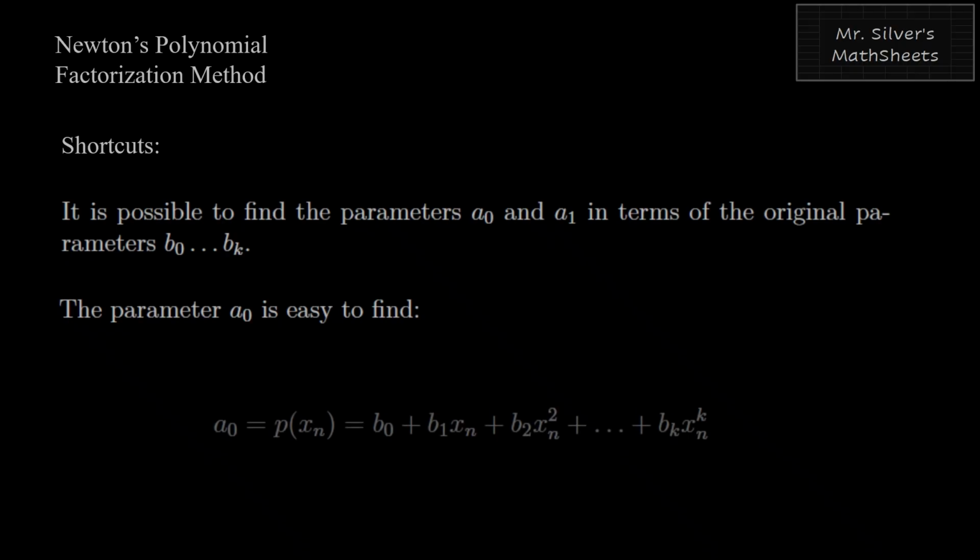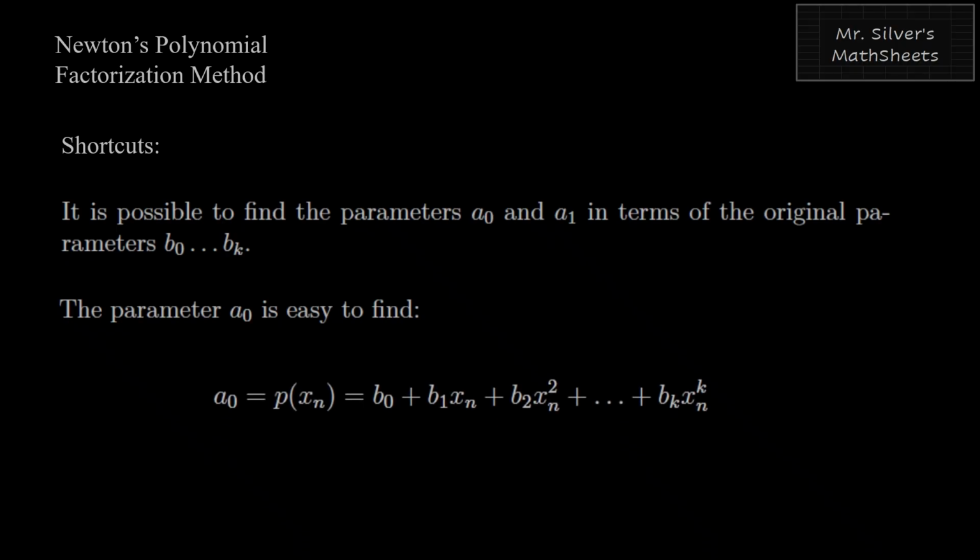The parameter a0 is easy to find. You can easily show that a0 is just the original polynomial evaluated at x sub n. That's pretty easy to see.